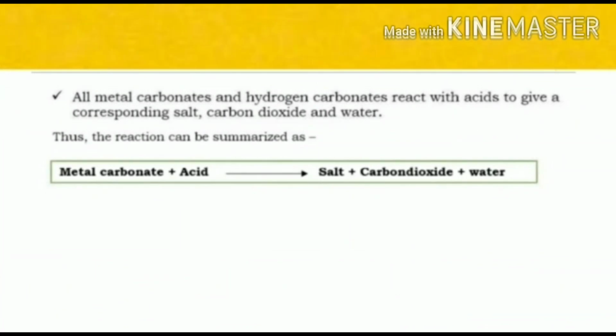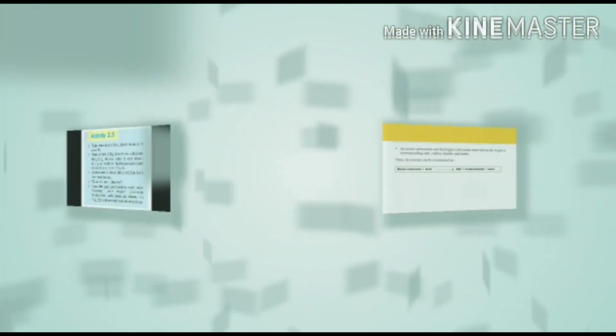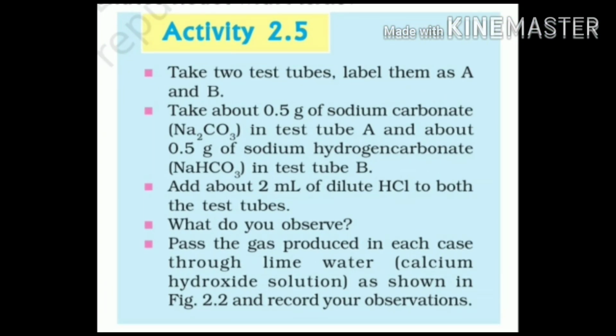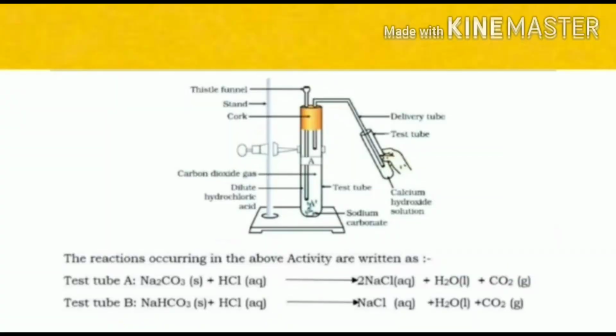Now let us see what happens when metal carbonates react with an acid. To check this, we do another activity where we take 2 test tubes and label them A and B. In one of them, we add about 0.5 gram of sodium carbonate, let's say in test tube A, and in test tube B, we add about 0.5 gram of sodium hydrogen carbonate or sodium bicarbonate. Now, we add 2 ml of dilute hydrochloric acid to both test tube A and B. Now what we observe? We observe a gas is produced in each case.